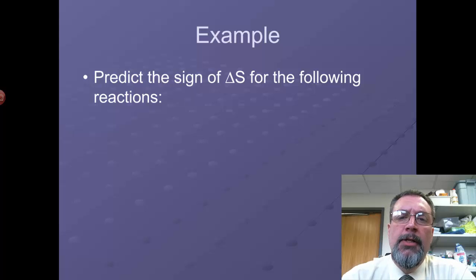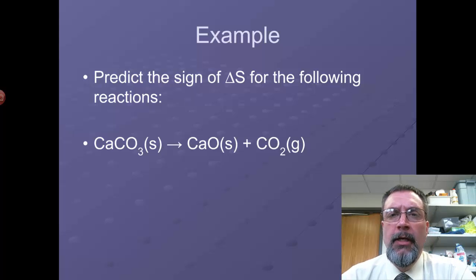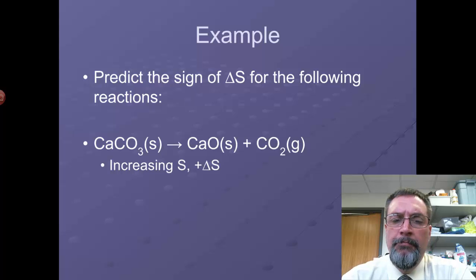So predict the sign of delta S for the following reactions. Solid calcium carbonate decomposing into calcium oxide and carbon dioxide. Would we see a positive delta S or a negative delta S? Increasing disorder, right? Positive delta S. We're taking a solid, very ordered, and we still have a solid, but with it we also have some molecules of gas. It's more disorder.